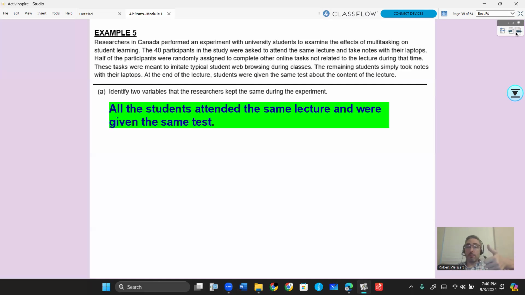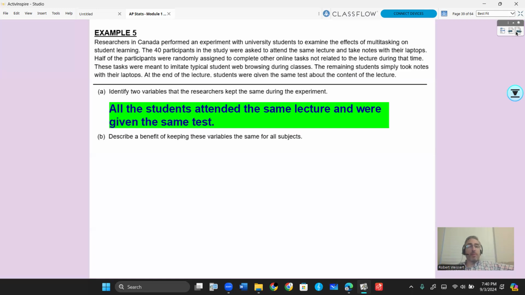Well, first thing is all the students attended the same lecture and they were given the same test. That way we can control the variation in what they know, based off of what they were doing while they were sitting in class. We could only focus on the things that were changing their note-taking abilities in class based on their browsing habits. A lot of you probably do a lot of things on your phone when you're learning, and I know that affects me when I'm learning or trying to focus on something. So I can see that being some sort of thing that would influence the results.